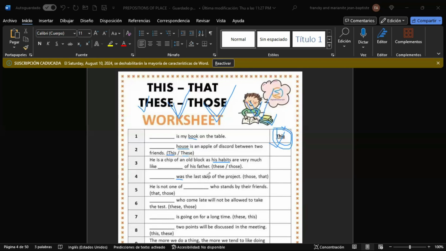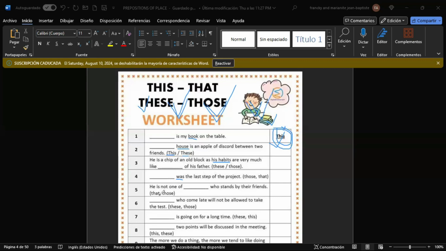Même s'il était "first", on met "this", parce que première étape, c'est un seul. Si on parle de deux étapes, on met le pluriel. OK, on continue, nous voulons comprendre.